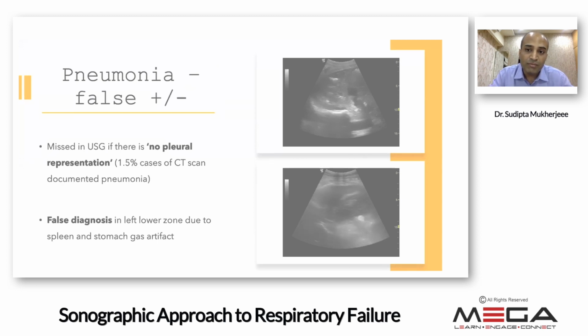But sometimes we can miss a pneumonia with an ultrasound. That part we need to remember. In 1.5% of cases, pneumonia does not have any pleural representation, and that will be missed with an ultrasound evaluation.